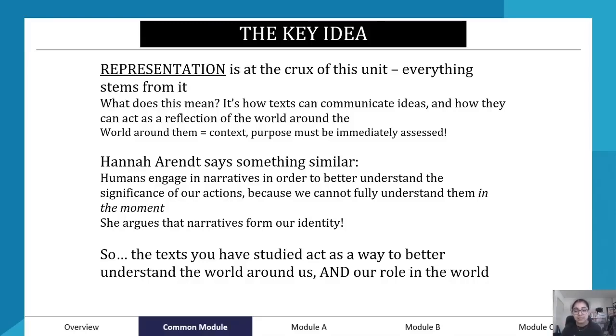Hannah Arendt says something similar. Humans engage in narratives in order to better understand the significance of our actions, because we cannot fully understand them in the moment. She argues that narratives form our identity. So the texts that you study, essentially, act as a way to better understand the world around us, and also to better understand our role as individuals within the world, within collective institutions and societies.